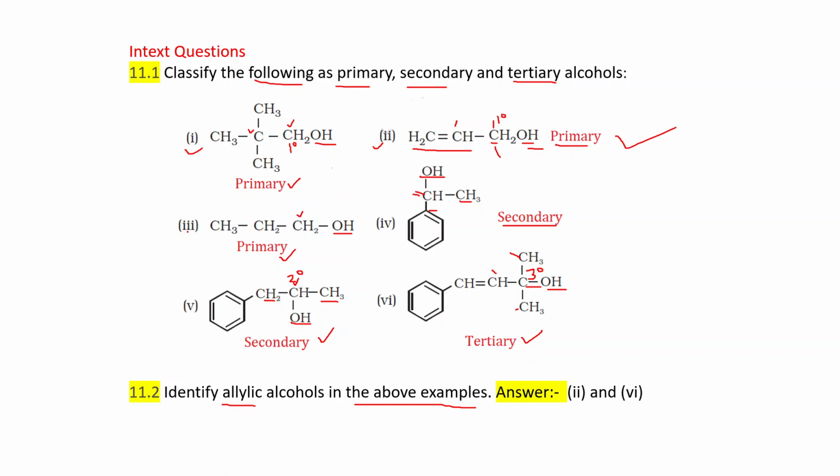Okay. Now in this case, no double bonded carbon atoms are there. In this case also, no double bonded carbon atoms are there. Now this benzene ring contains double bonded carbon atoms, but this is not regarded as an allylic part. Now in this case again, the OH group is attached to this one, but this is not attached to the double bonded carbon atom. Now in this case, this OH is attached to this carbon, and this carbon is attached to these double bonded carbon atoms. That's why this is an allylic alcohol. That's why our answer is second and sixth.